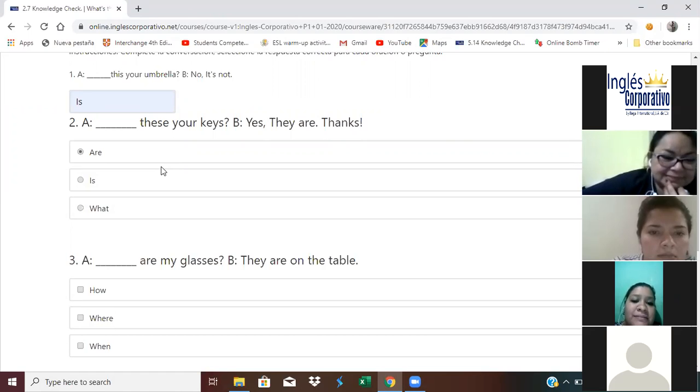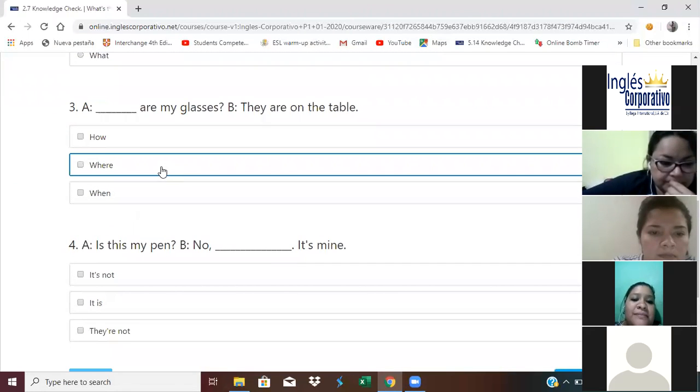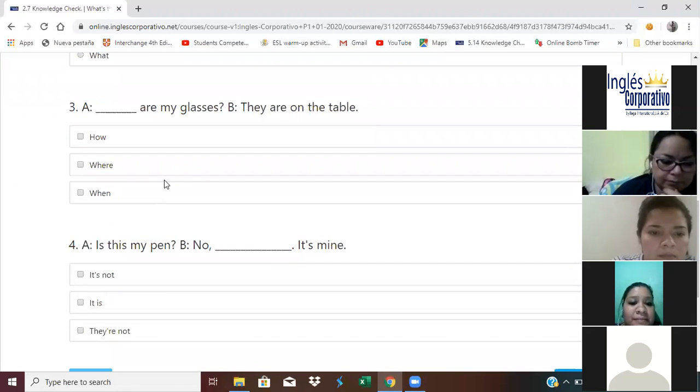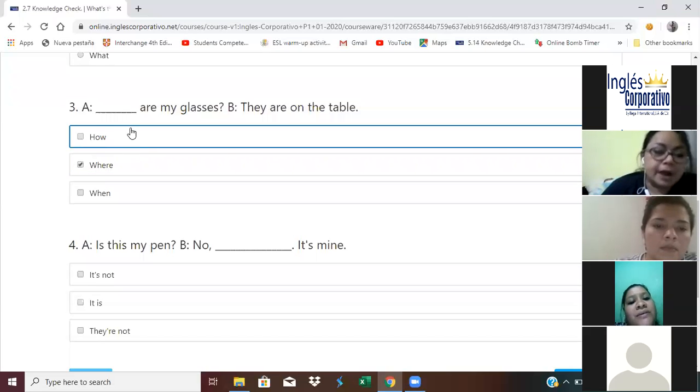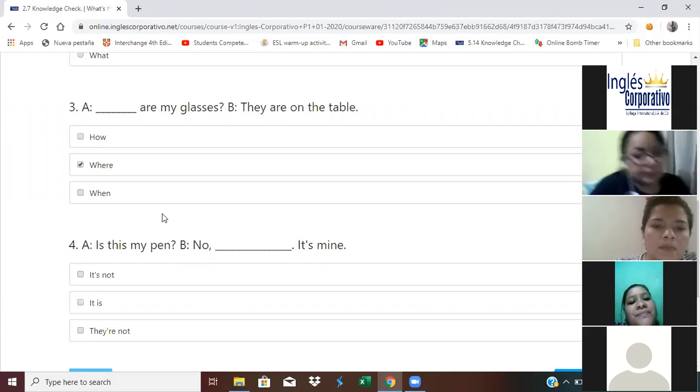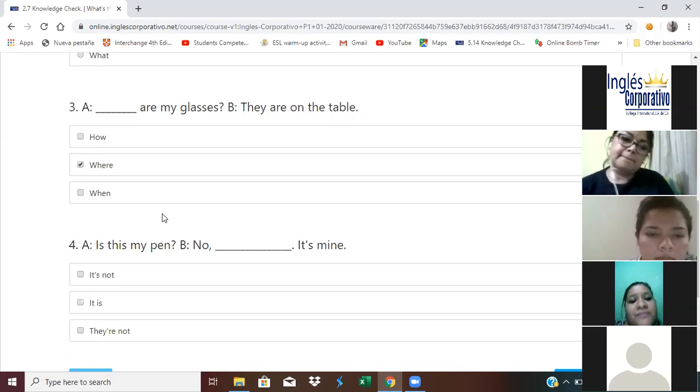These are my keys. That's right. Number three. Elizabeth, number three. Excuse me. Where is correct. Where are the clothes. Thank you.